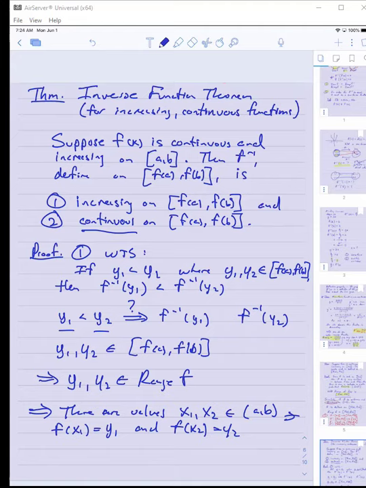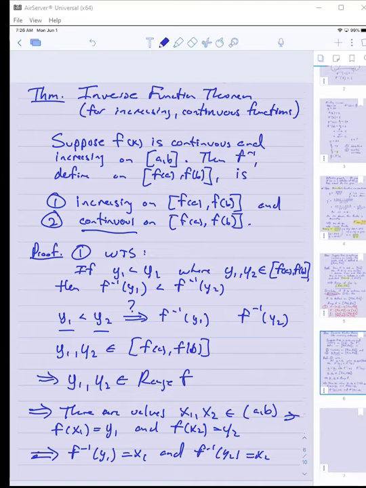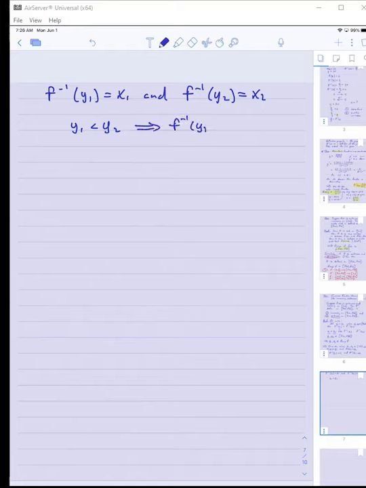There have to be x values that correspond to those y values. But of course, that's just equivalent to saying f inverse of y1 equals x1, and f inverse of y2 equals x2. Okay, let me copy that to the next page here. Okay, now what is it we're trying to show? Again, we were trying to show that if y1 was less than y2, then f inverse of y1, which is really our x1, would have to be less than f inverse of y2, which is really our x2. All right, so I really want x1 to be less than x2. That's what I want.